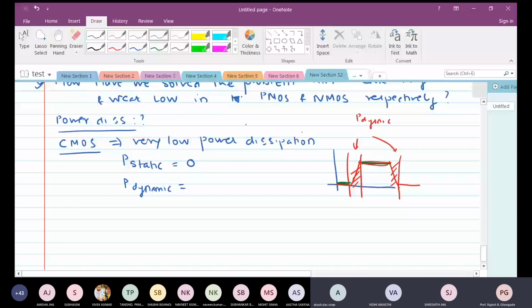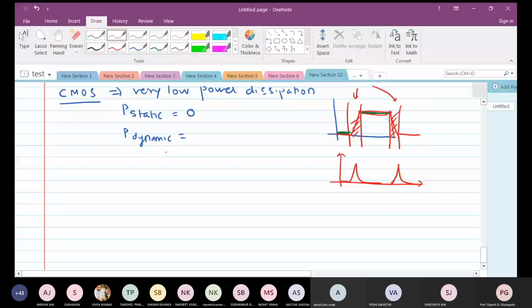Yes, sir. So if I plot some kind of a power curve, you see that the power dissipation spikes like this, falls down again. So this power dissipation is going to be very, very small as compared to the other technologies.